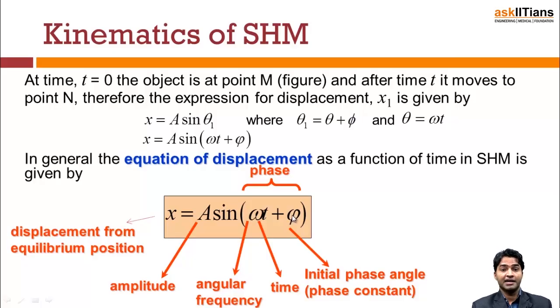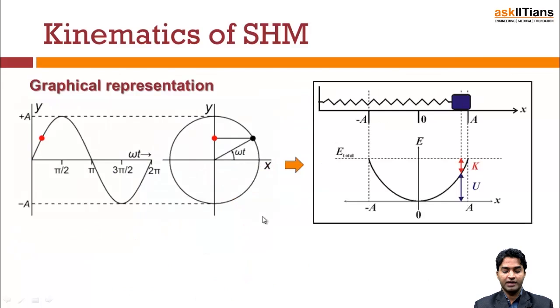Actually, it is just a comparative phenomenon that tells the initial situation, the initial location of the trigonometric equation, or equation of SHM. And we call it phase. Phase is omega t plus phi.